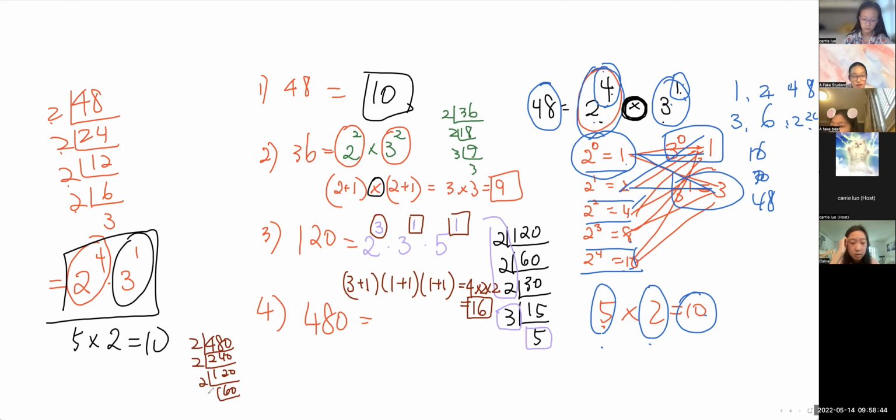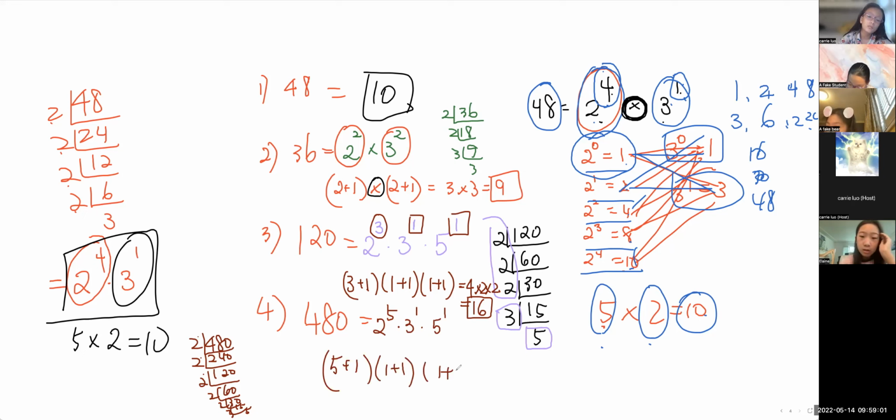So now do you understand? Okay, so we do this one. So this time we have 1, 2, 3, 4, 5. So 2 to the power 5 and 3 to the power 1 and 5 to the power 1. So it's 5 plus 1, 1 plus 1, and 1 plus 1. So the answer is 6 times 2 times 2. So it's 24.